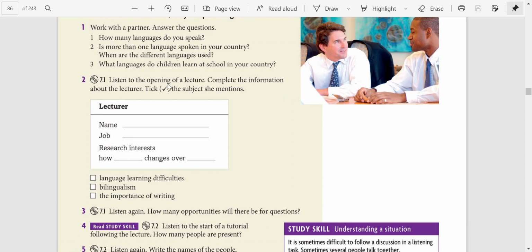Listen to the opening of a lecture. Complete the information about the lecture. Take the subject she mentions. In here we have a lecture and we have an audio. We must listen to the audio. After that, we must fulfill this information about the audio, about name, job, research interest, how dash changes over dash.